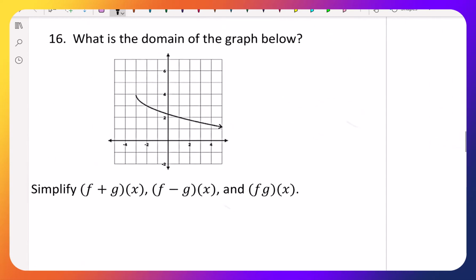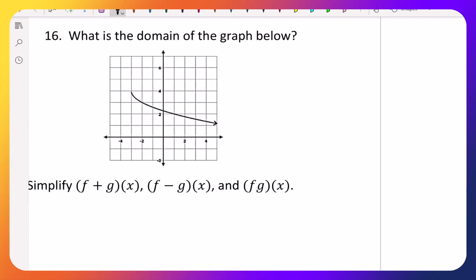So let's look at number 16. Now remember, domain is all of your inputs or your x values. So you can just kind of scan on your x-axis. Where is the leftmost point? Right here, isn't it? Look on your x-axis. It's right here. So I'm going to scan all the way down. Now, there's an arrow here, so that means I start here and I continue to go forever in that direction. Now, hopefully by now you understand that that is positive infinity, and this starting point right here is -3.